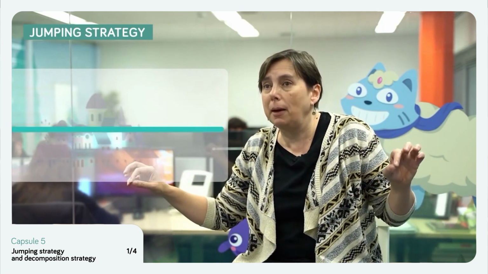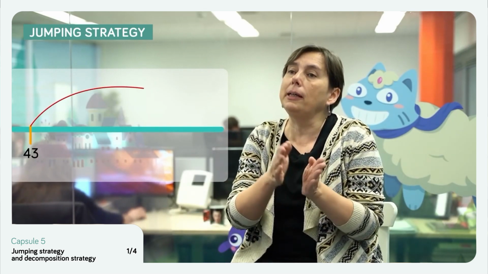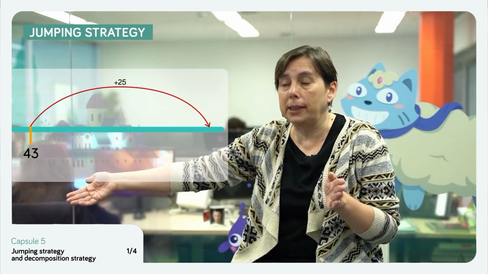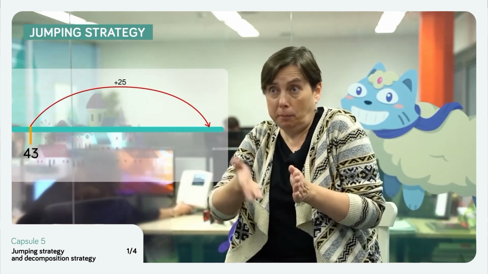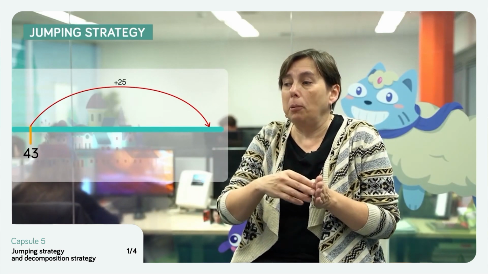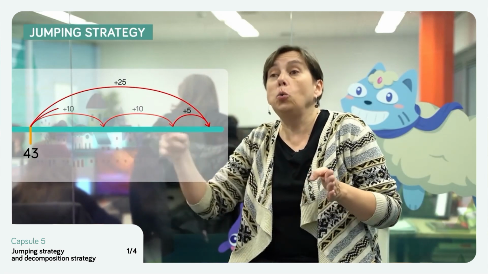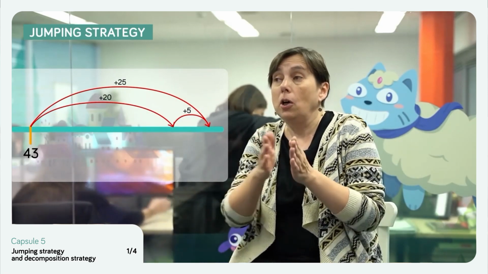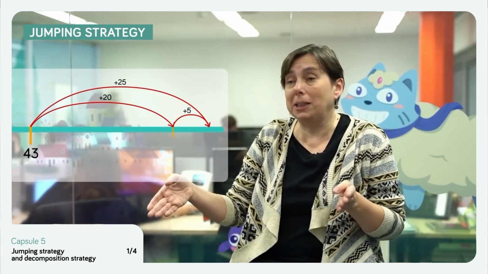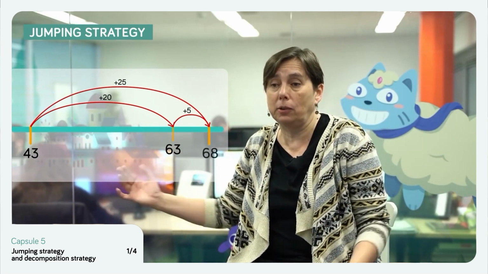On the other hand, if we think about the jumping strategy, the idea is that on the empty number line, at one place we say, here is the 43, and from here we jump forward 25. Forward because we are adding, and if not, then by moving backwards. But this 25, what does it mean? We can break it apart and do 2 jumps of 10 and 1 of 5, or 1 jump of 20 and 1 of 5. With the jump of 20 from 43, we go to 63, and with the smaller jump of 5, we arrive at 68.